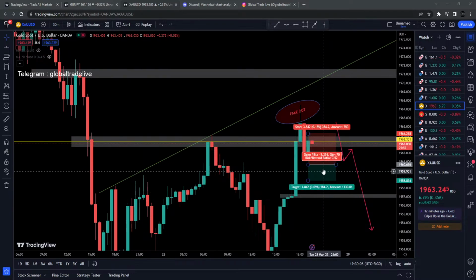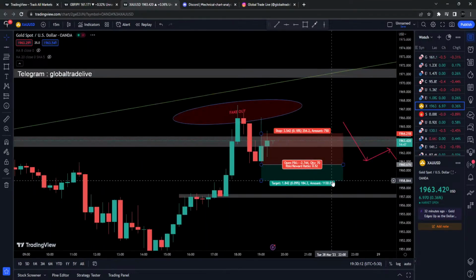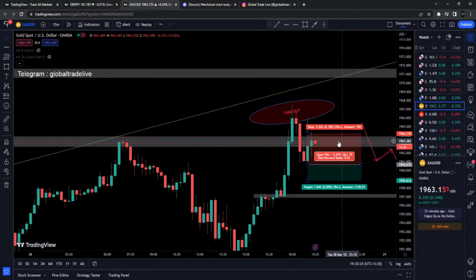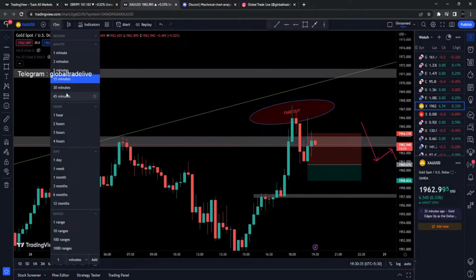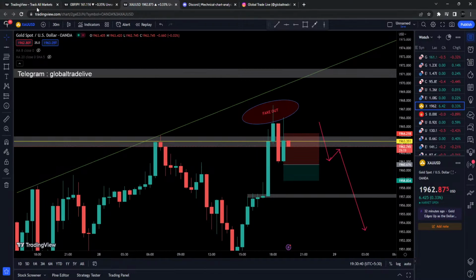Oh, look over here. The candle just played. What the hell? Okay, so we had a fake out, then we have another fake out, and this candle closed above the area of resistance. Yeah, so chances of moving up is now pretty high. Yes.